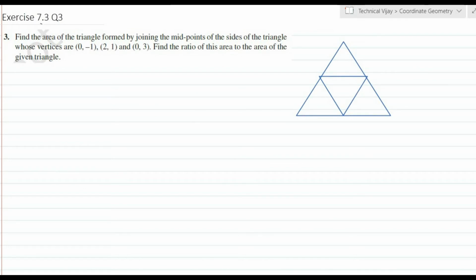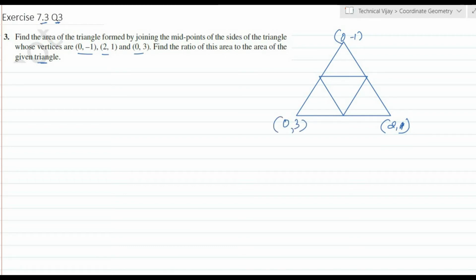See exercise 7.3, question number 3. Find the area of the triangle formed by joining the midpoints of the sides of the triangle whose vertices are 0, minus 1, 2, 1, 0, 3. Find the ratio of this area to the area of the given triangle. See here, these vertices he has given: 0, minus 1, and 2, 1, and 0, 3.